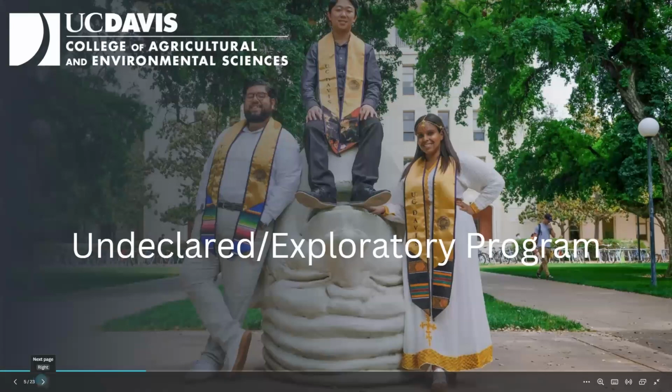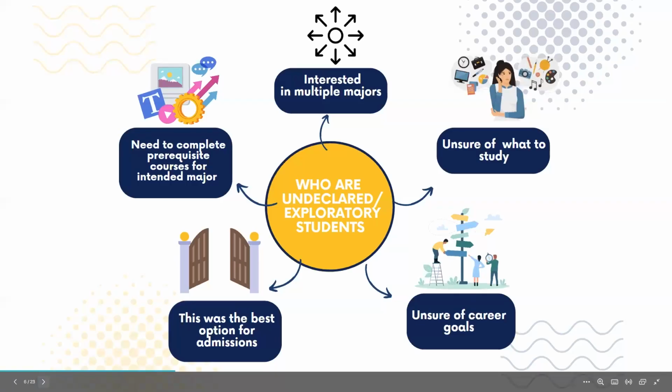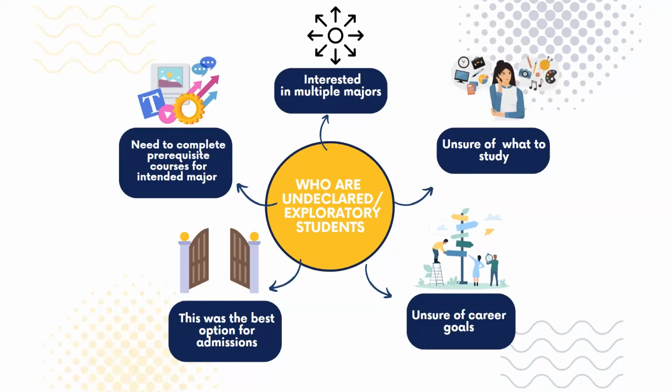So when we think about undeclared exploratory, we consider this in a variety of different ways. And as you're seeing on the screen, some of you may be interested in multiple majors. You might be unsure of what to study. Maybe you kind of have an idea of what you want to study, but you're not quite sure of the career pathway or other interests that you have. Maybe you just selected something and this was the first alphabetical thing that you saw on the application when you submitted your application to UC Davis. Whatever the case may be, we are here to support you.